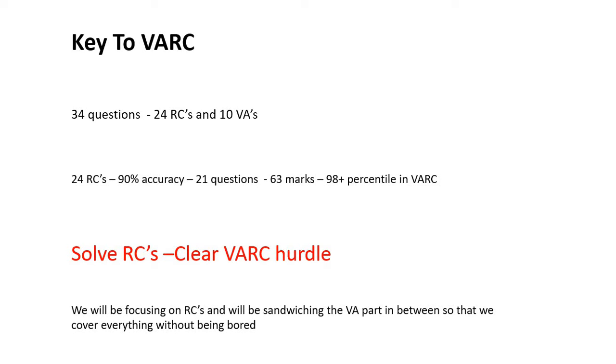If we see the score versus percentile for the last 2 years, 63 marks means 98 percentile, which means if you solve 24 RCs with a 90% accuracy, you will get about 21 questions correct, which essentially means you are already a 98 plus percentiler. And this essentially means that solving RCs means clearing the VARC hurdle. RCs can make as well as break your CAT journey.